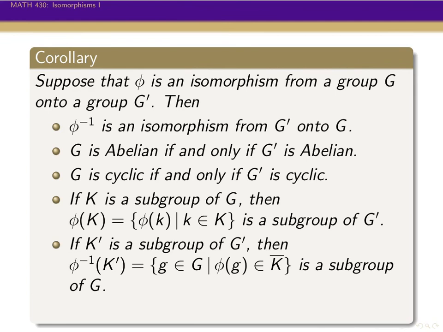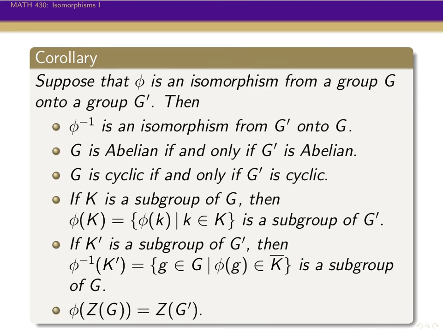Now, we also can do this the opposite way. If we start off with K prime being a subgroup in G prime, then the preimage of K prime, and this should not be K over bar, that should be K prime there, little typo, sorry, is a subgroup of G. This is actually just the same statement as the other one, just applying phi inverse instead of phi. So the fact that phi inverse is also an isomorphism gives us this.